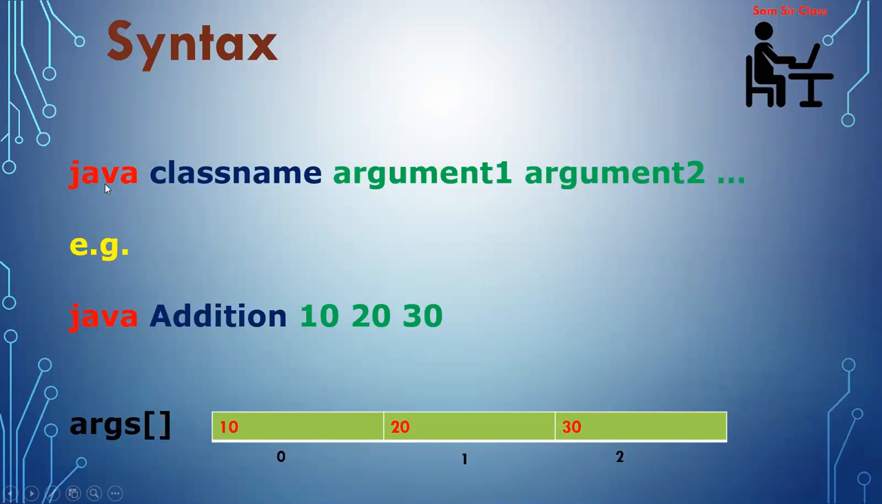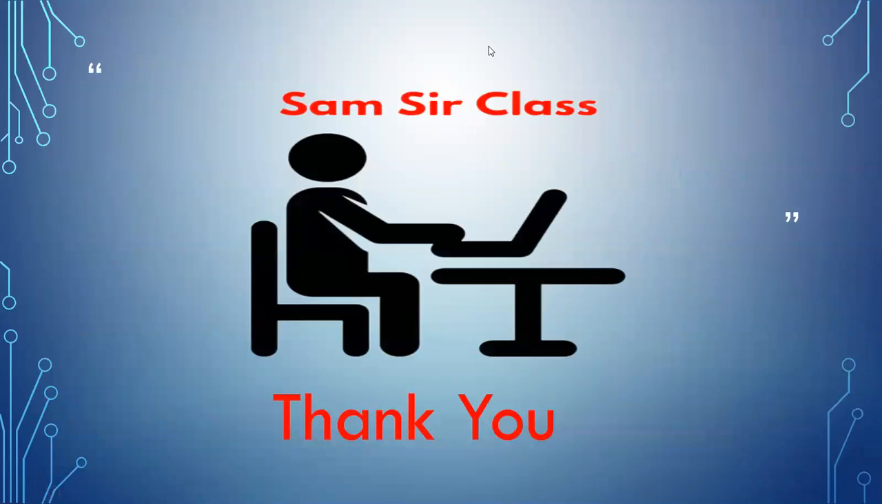The syntax: during execution you have to provide the command java, then the class name, then the number of arguments you want to pass, like 10, 20, 30 I have passed here. Addition is the class name where the main method is present. In the args array, at the 0th index the first value will be stored, at index 1 the second value, and at index 2 the third value. But everything will by default be treated as string, so you have to convert to the corresponding data type. Clear? So this is all about your command line arguments.